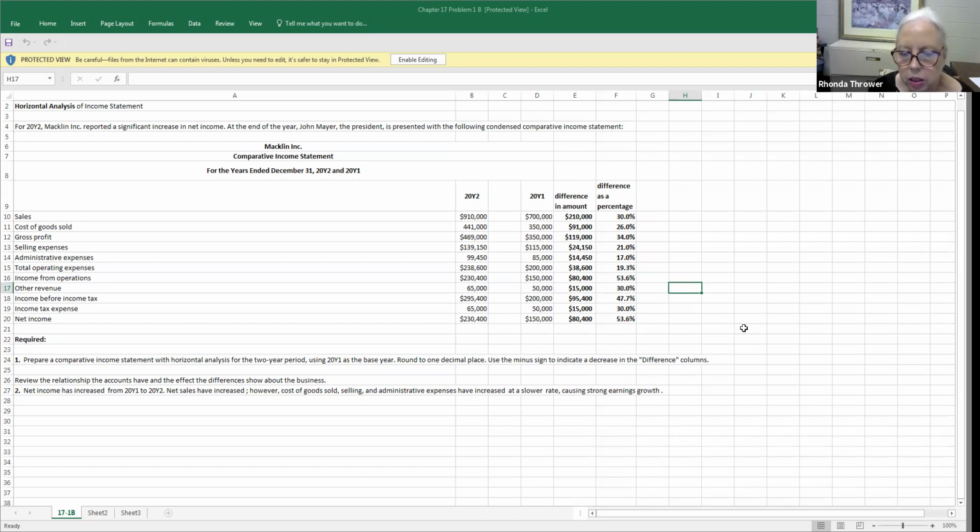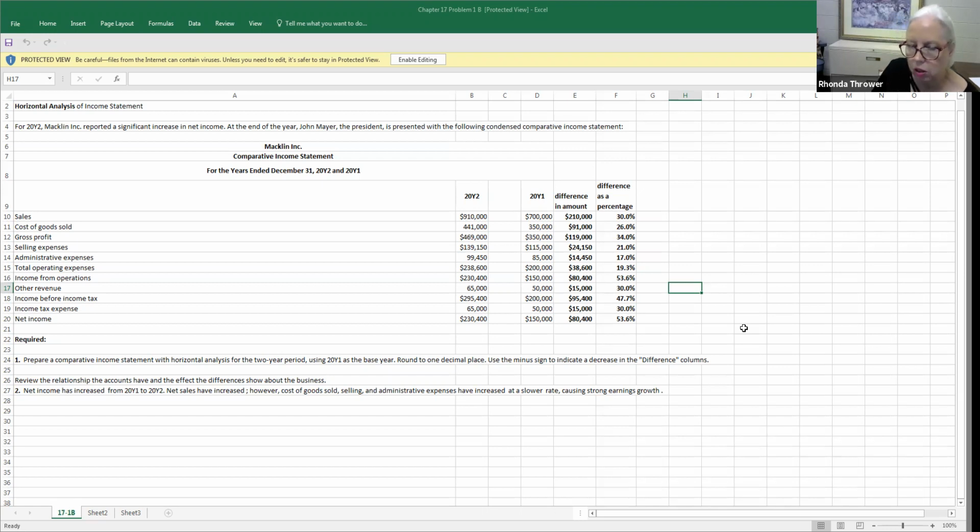And what we're going to be looking at today is something that we call horizontal analysis. Horizontal analysis is a procedure that we use to help us to evaluate items on our financial statements to let us know what the condition of the company is.